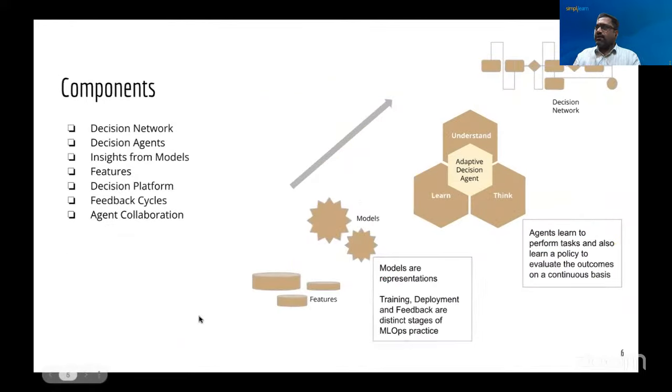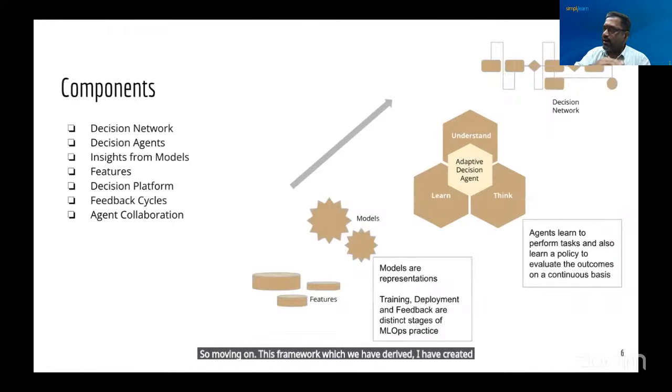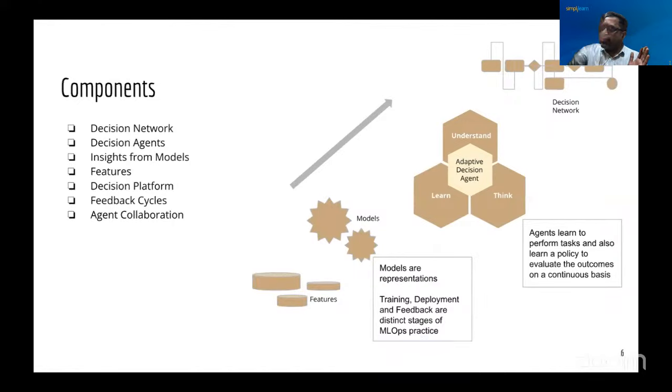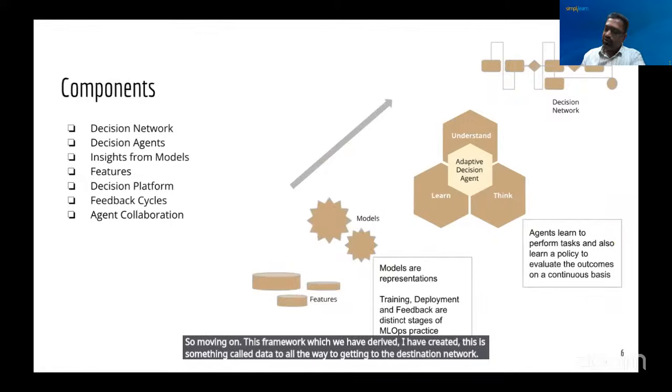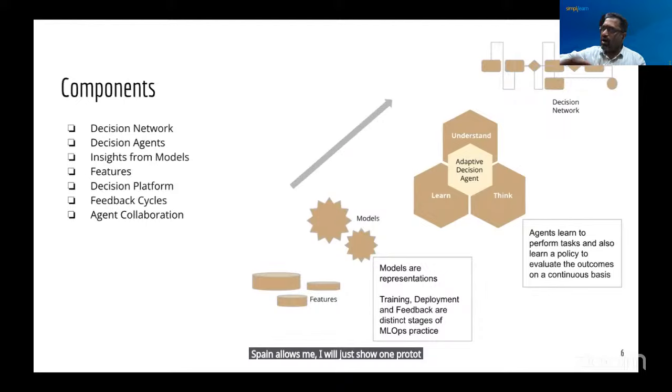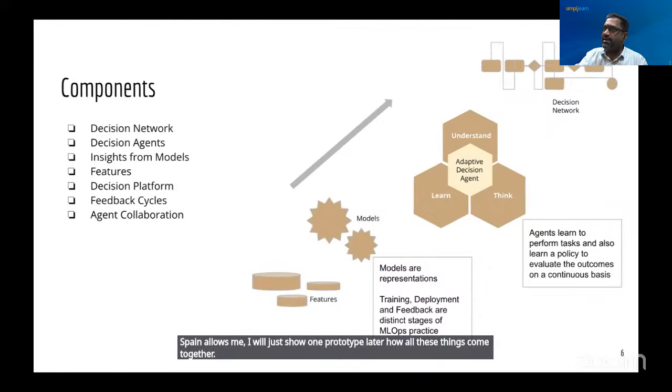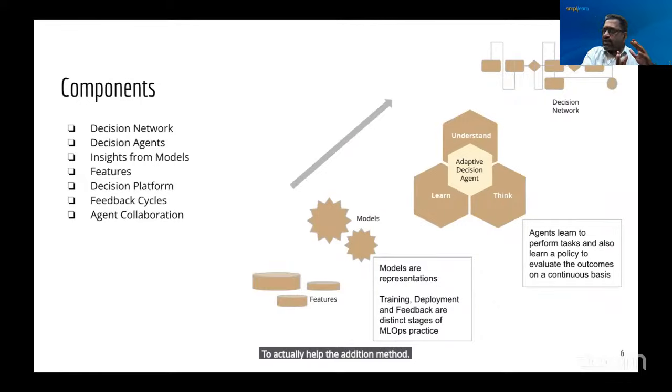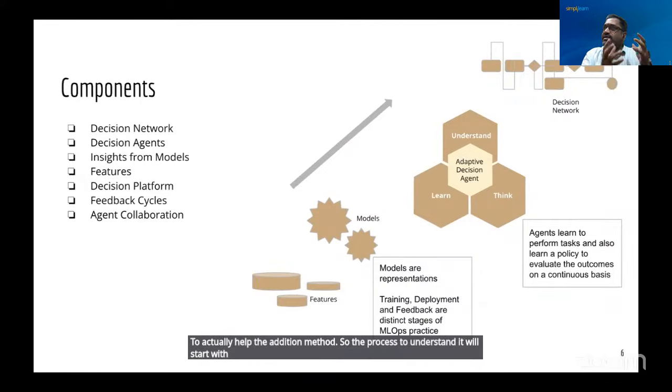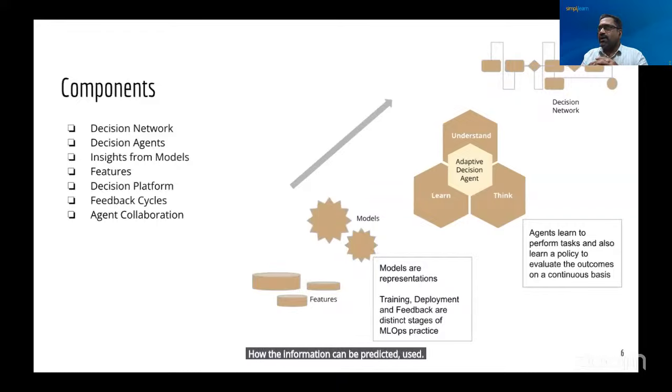Moving on, this framework which I have created is something I call the data to decision network. If time allows, I will show one prototype later of how all these things come together to actually help the decision maker. The process starts with creating features from the data. Features are something useful to model the information, to predict and use it. It is not necessarily that one model is sufficient. Multiple different models may be required to be built.